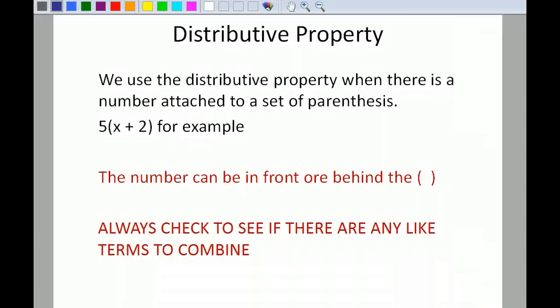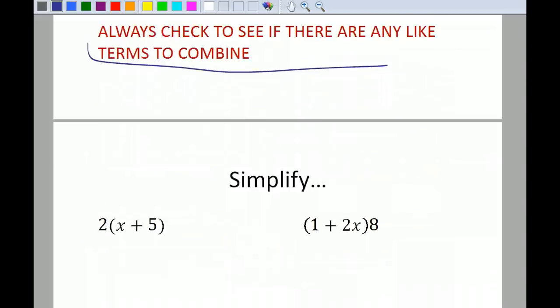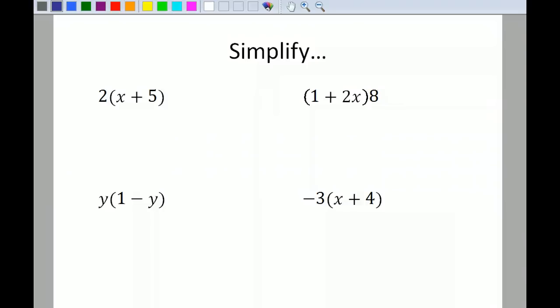Now the distributive property. We use the distributive property when there's a number attached to a set of parentheses. It'll usually look something like this, where we have 5 times x plus 2. Now be aware that the number can be in front of the parentheses like this 5 is, or it could be in the back, it could be behind. Now one of the reasons we did this with the combining like terms lesson is that you should always check to see if there are any like terms to combine. So let's go ahead and simplify these.